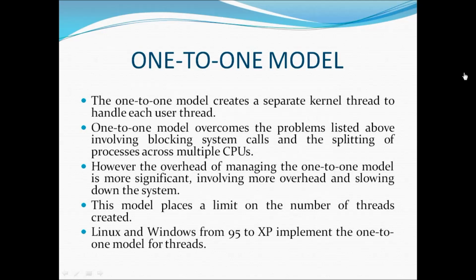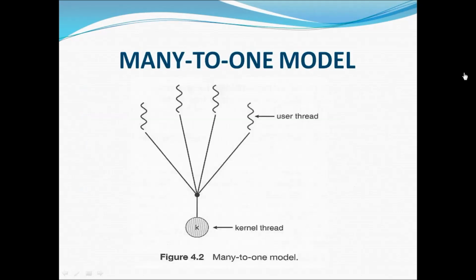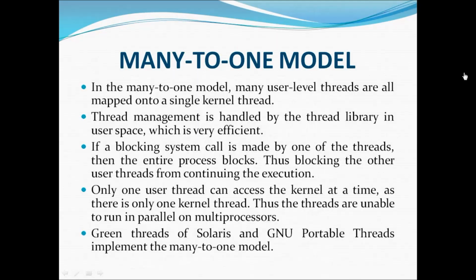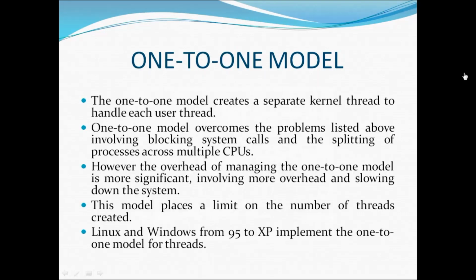And one more important thing: in the previous model, blocking was there. If one thread was blocked, all the other user threads were blocked as well in the many-to-one model. But the one-to-one model overcomes the problem of blocking, because if one user thread is blocked, the other threads are not blocked, since there is a separate kernel thread for each. You can continue with the other threads. That's why blocking is overcome here.